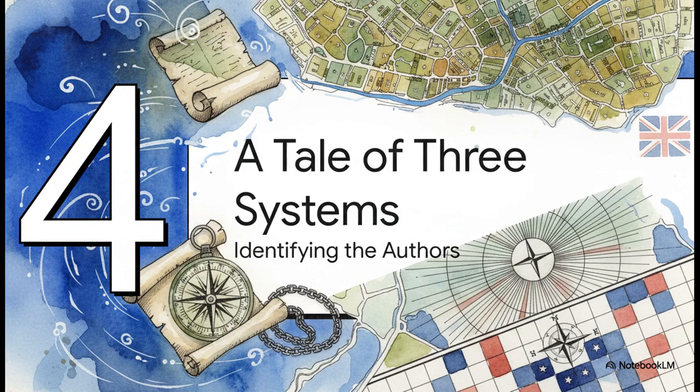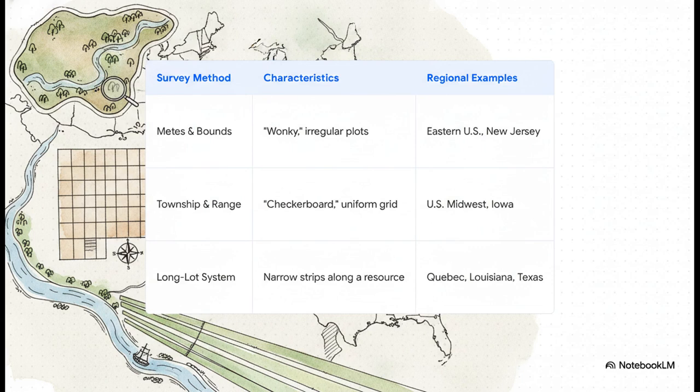You can think of them as the signatures of three different authors, the British, the French, and of course, the brand new US government. Each one left a totally distinct mark on the land. And here it is. This is our detective's cheat sheet. Seriously, this one slide pretty much explains everything.